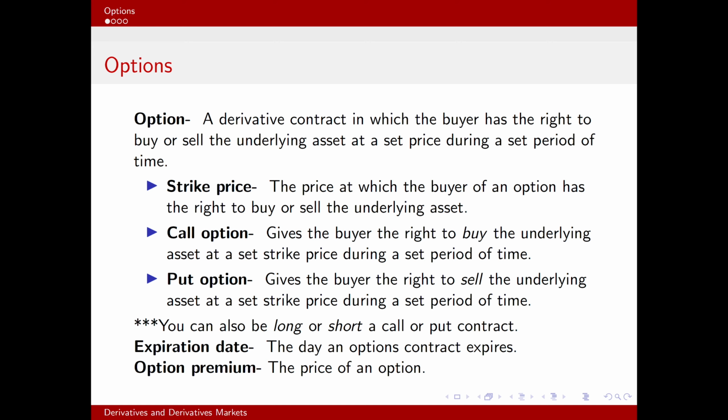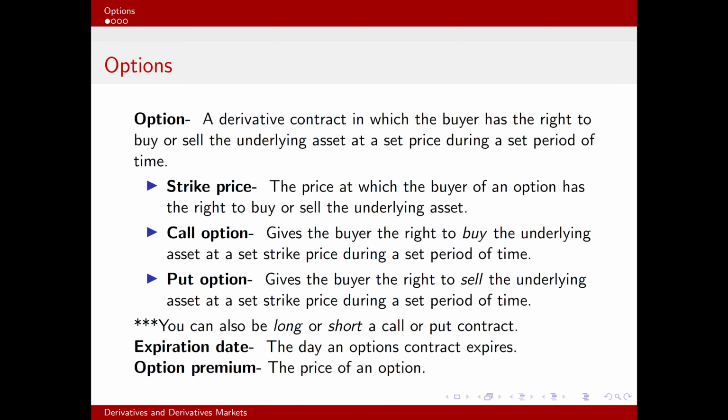Now, when we look at options, you can either have a call option or a put option. A call option gives the buyer the right to buy the underlying asset at a set strike price during a set period of time. A put option, on the other hand, gives the buyer the right to sell the underlying asset at a set strike price during a set period of time.